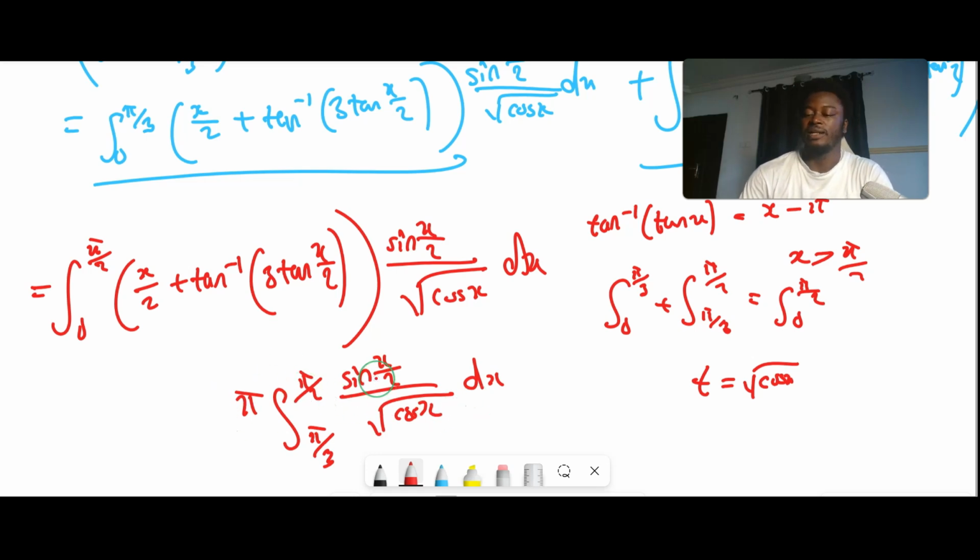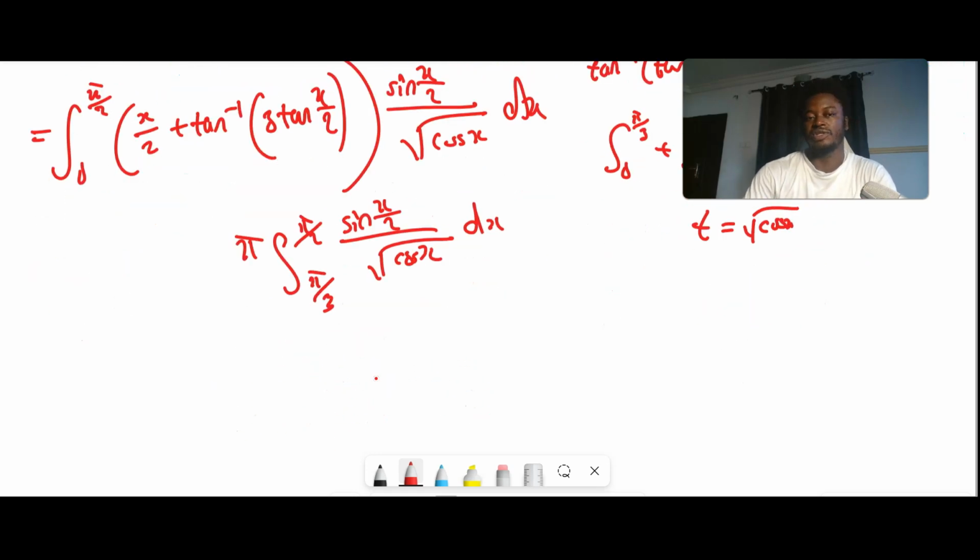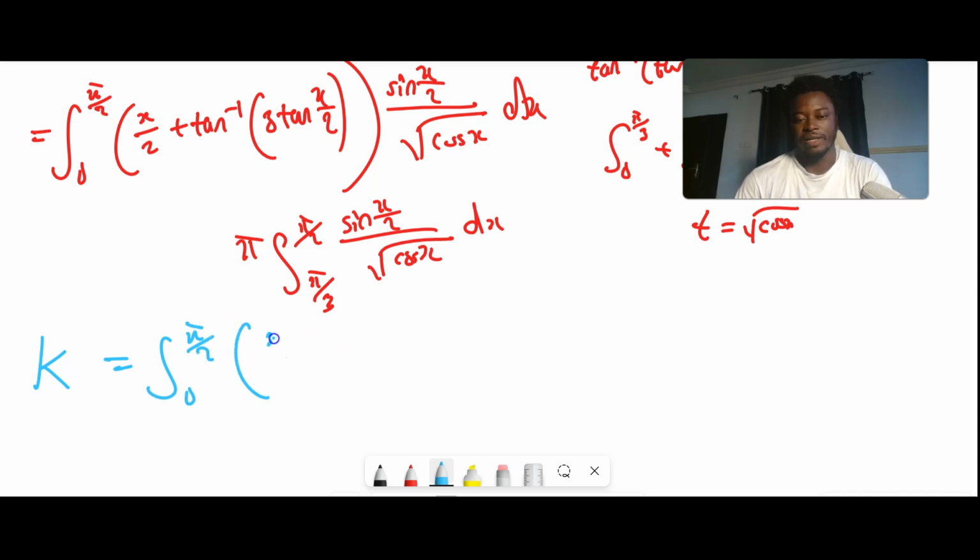So first of all, everything is now reduced to just solving this integral, which is, let's call it k, the integral from 0 to pi over 2 of x over 2 plus tan inverse of 3 tan of x over 2.